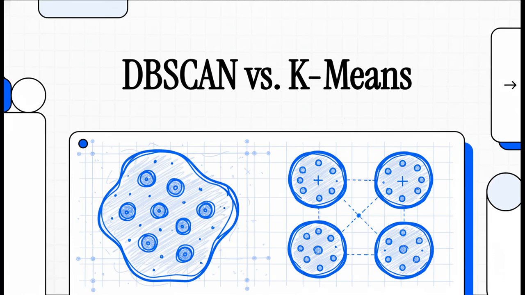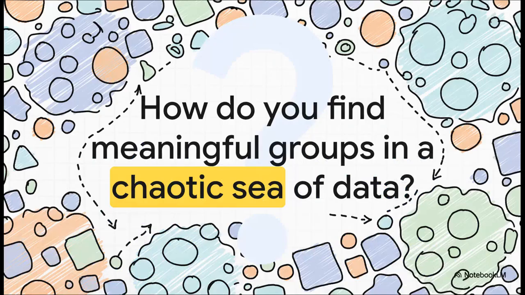All right, today we're going on a bit of a data treasure hunt. We're on a mission to find those hidden patterns, the secret groups lurking inside our data. And to do that, we're going to look at two of the most popular tools of machine learning, k-means and DBSCAN. They both try to solve the same problem, but they do it in completely different ways. So let's dive in.